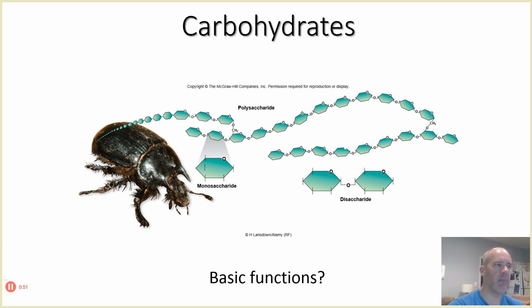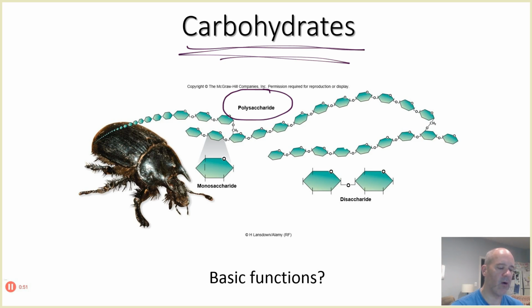Okay, so again, monosaccharides are also known as sugars, and monosaccharides can be bonded together in chains and patterns to create what we call polysaccharides. Polysaccharides are types of carbohydrates, and they can be attached to each other in various patterns to make more complex types of carbohydrates.